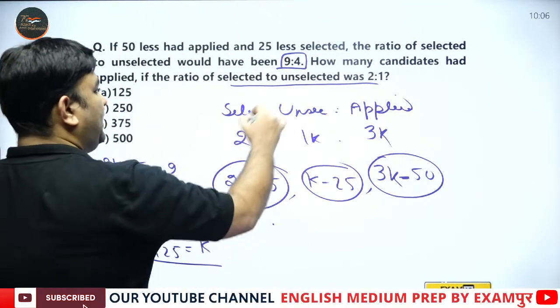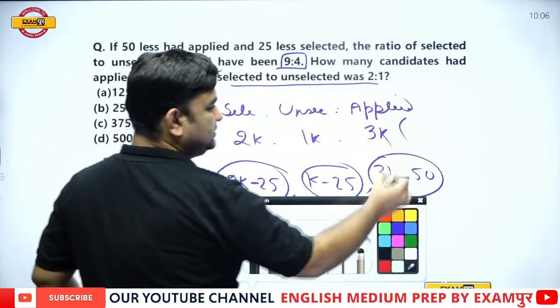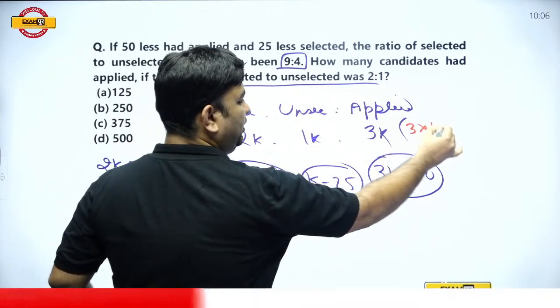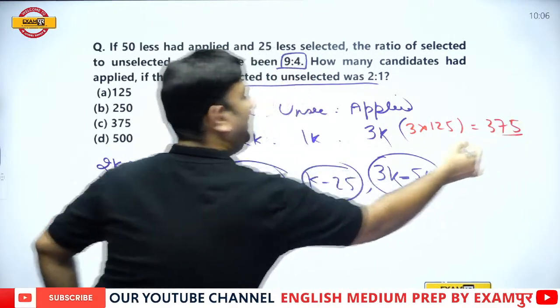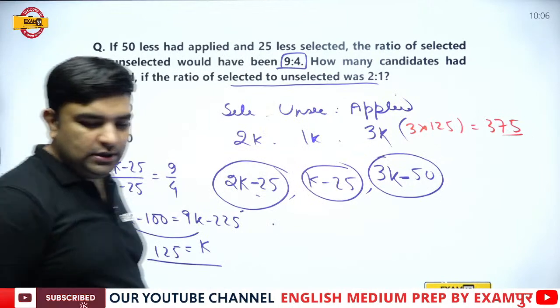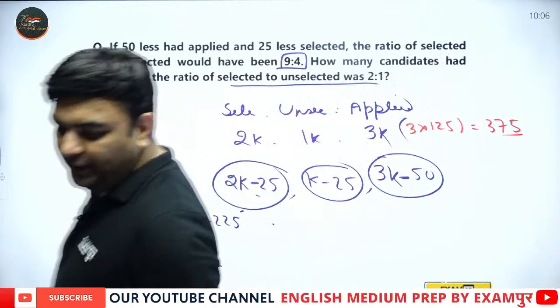How many candidates have applied? 3K. So 3 into 125, 375. Please do watch out. Any issues, do let me know.